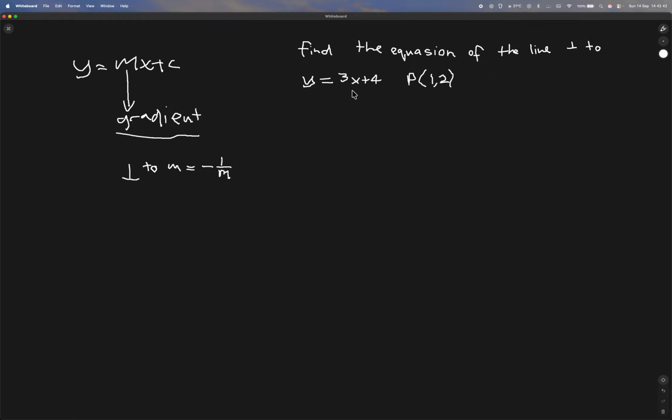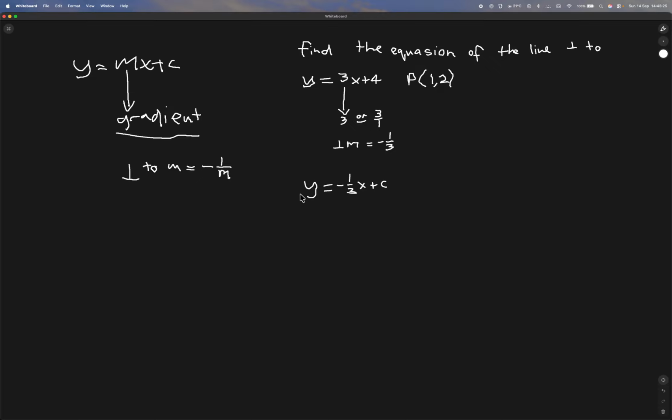So, first thing we're going to do is this is our gradient, which is 3, or 3 on 1. Now from this, it's going to be negative 1 on m. So, perpendicular gradient is equal to negative 1 on 3. So now it's going to be y is equal to negative 1 on 3x plus c.